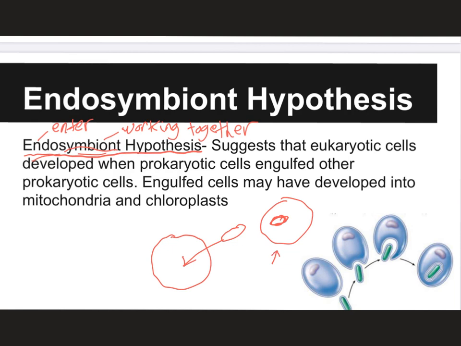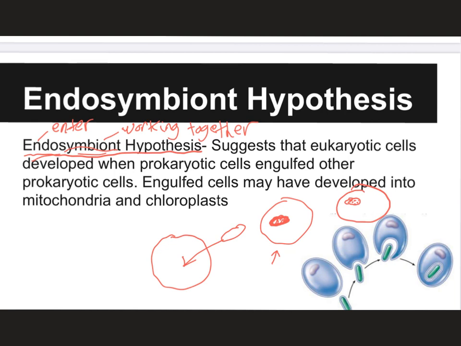There was an event where something like this happened, and this little cell that got engulfed started going to work making energy for this cell, and that eventually developed into a mitochondria. And there was a separate event where another little cell got engulfed by a prokaryote, and that particular cell was able to harness energy from the sun, and that became a chloroplast.